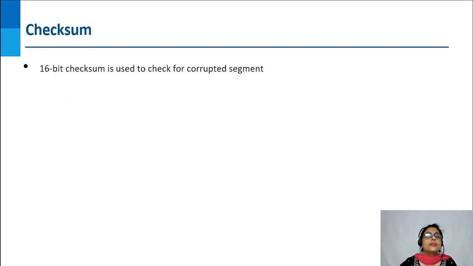Checksum is a 16-bit integer that is used to check for corrupted segment of data in TCP. We have learned about the mechanism of checksum in an earlier video where we have learned about the error control mechanisms or error detection and correction techniques in general.